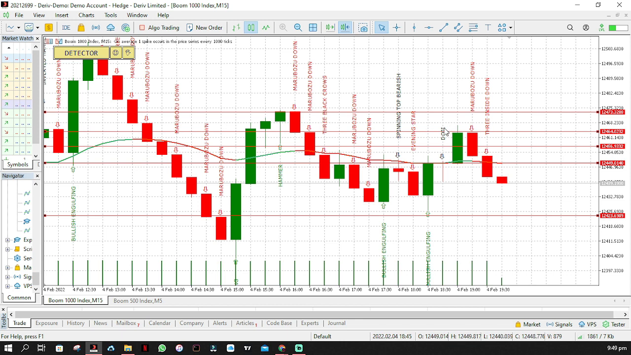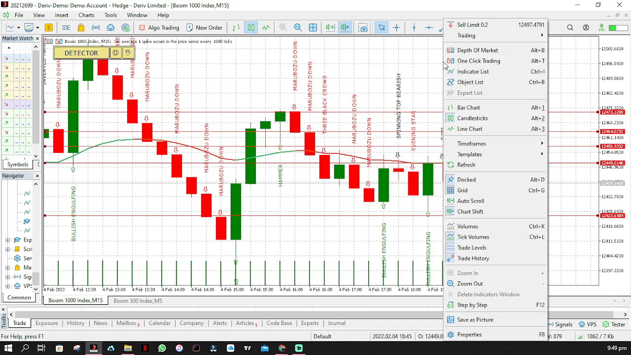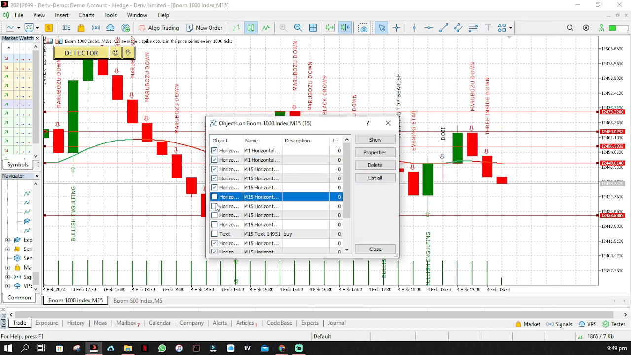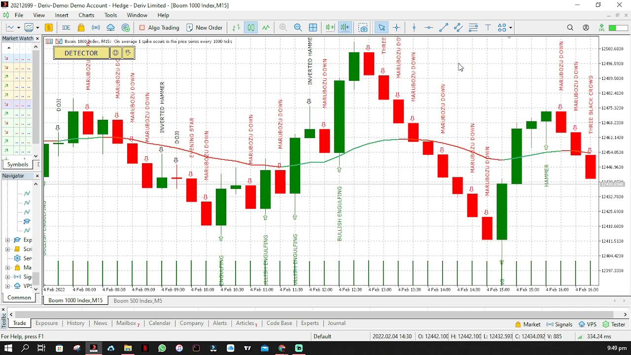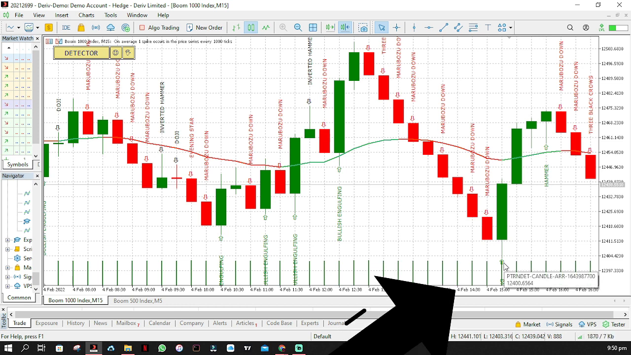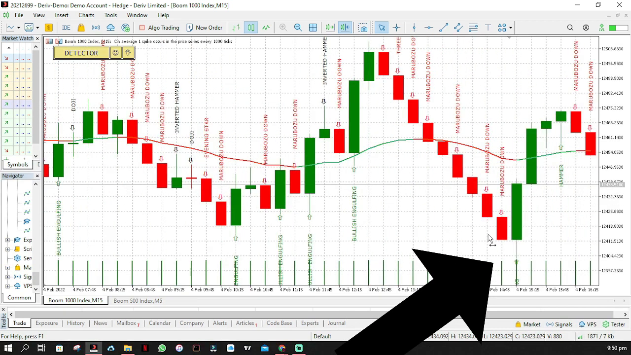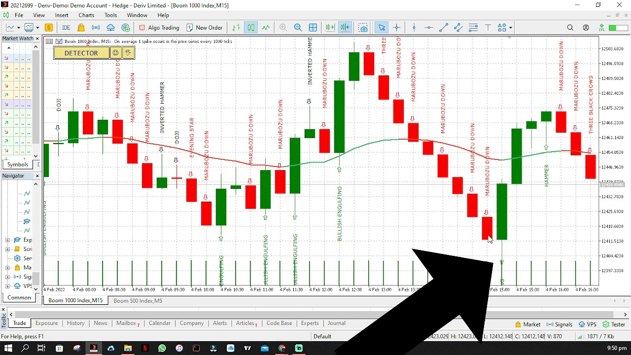So let me look for another opportunity and try to explain. Let me just delete the current object. Okay, so the other signal is this one over here, and we can see a blue arrow pointing up. Okay, let me try to do this. I hope you can now see it clearly.